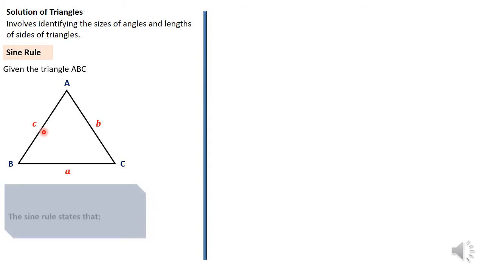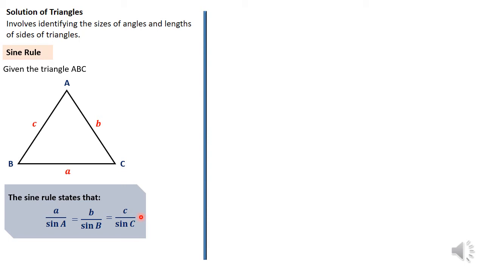Now, the sine rule states that a over sine A is equal to b over sine B is equal to c over sine C. Remember, in the numerators we have lengths of sides. In the denominators we have sines of the angle opposite to the length in the numerator: small a over sine capital A, small b over sine capital B, small c over sine capital C.